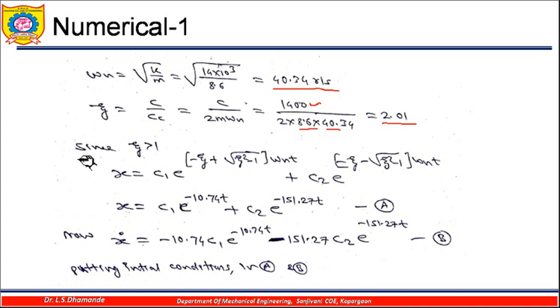So definitely you will find out here that this zeta is more than 1, as it is specified in the statement itself that it is an overdamped system. So zeta is more than 1, it is 2 here in this case, so it is an overdamped system.